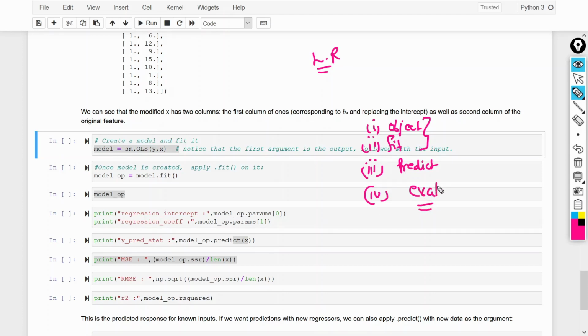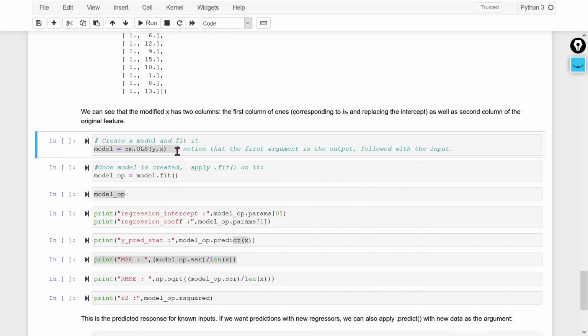It means we evaluate our model by using different performance metrics like MSE and R squared. For classification we can use the AUC curve, precision, and recall, the different metrics we use for classification. So these are the steps we have to perform.